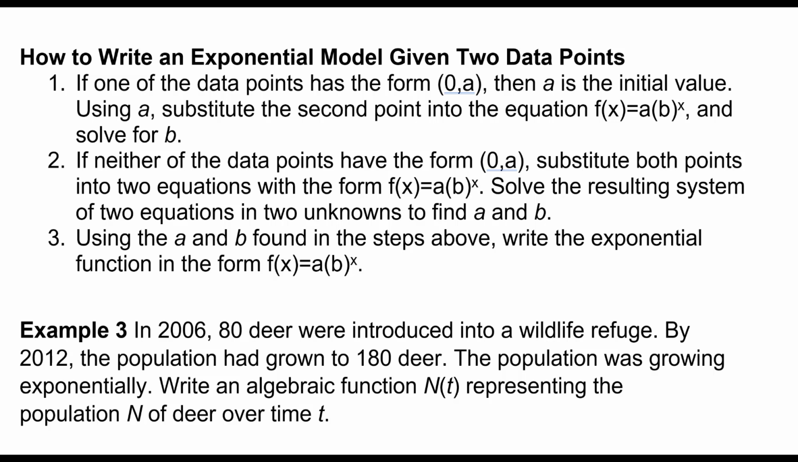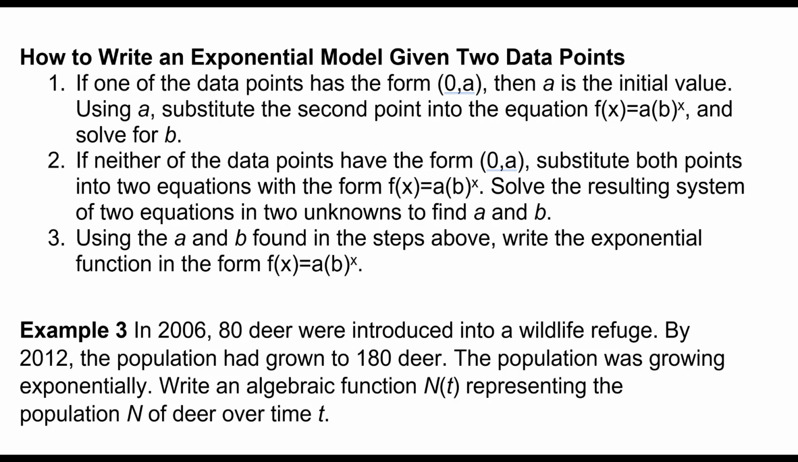We're going to talk about how to write an exponential model given two data points. First step, if one of the data points has the form (0, a), then a is the initial value. Yay, that'd be really helpful if that happened. Doesn't always happen. Using a, substitute the second point into the equation f(x) = a b^x and solve for b.